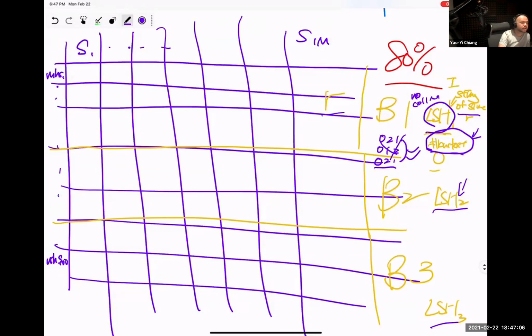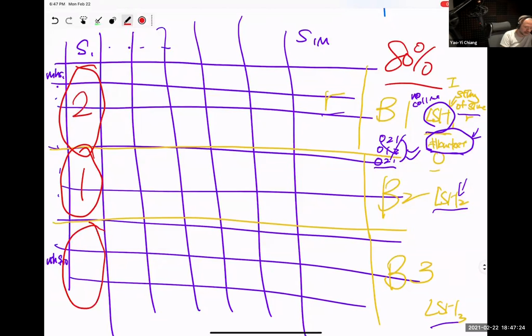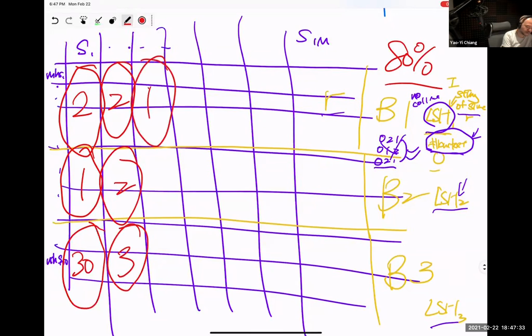And what's really nice about this is now you don't have strings anymore. You don't have really long strings anymore. Instead, you have 1 number, 2 numbers, 3 numbers for S1. So for example, the bucket numbers for this string could be 2, 1, 30, and for this one you can have 2, 2, 3. This one you can have 1, 100, 4, and so on.